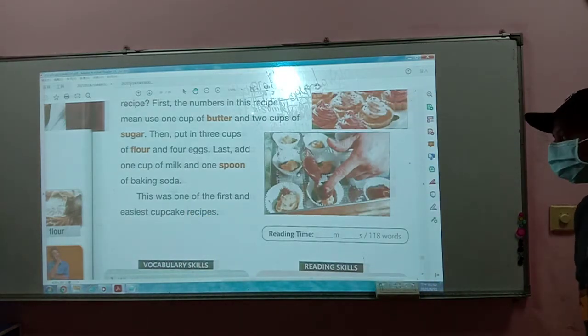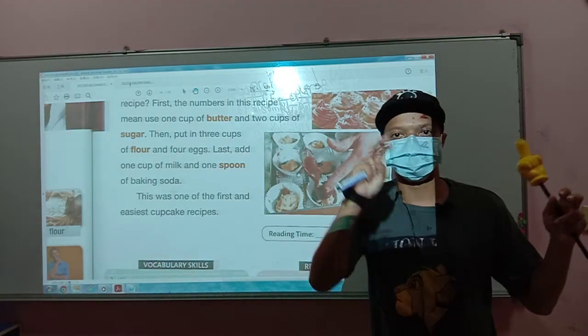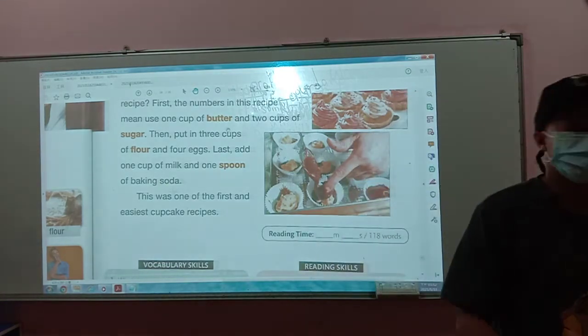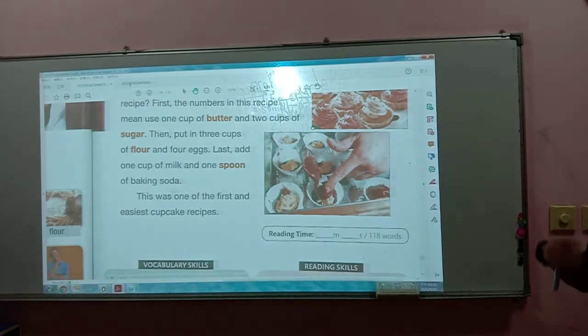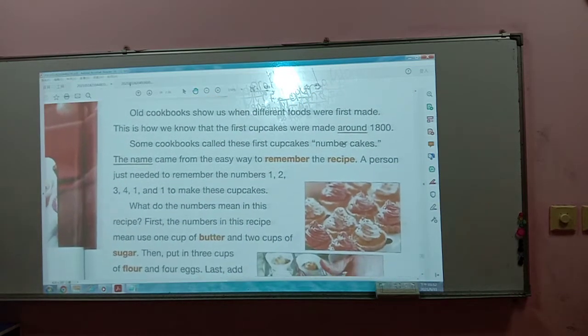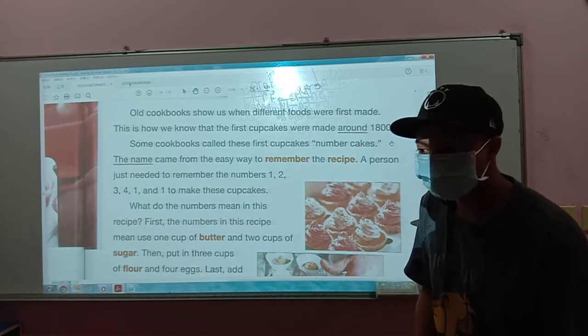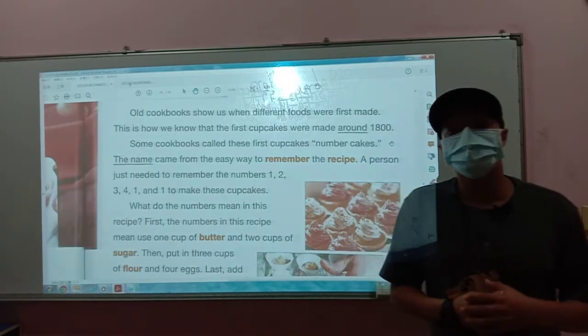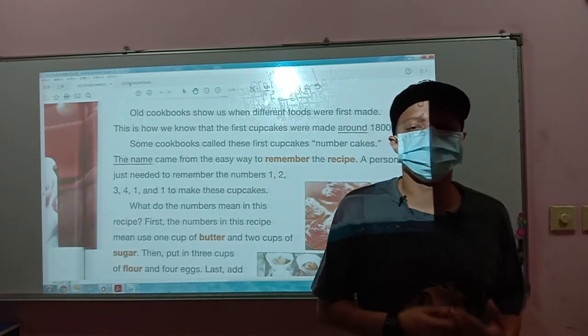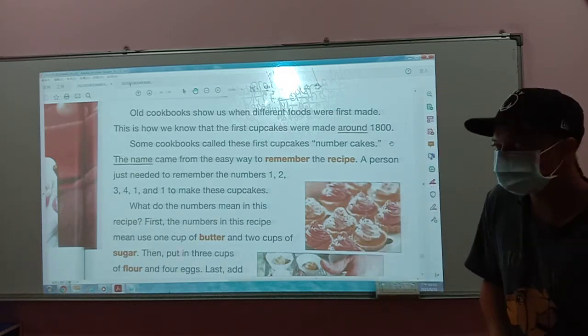Alright, boys and girls, so that's our story over there about the number cakes. So before I go and explain the words to you guys again and explain the sentences, I want you to think about why they call this number cakes. So what do they say about the numbers in this story? Okay, so they say the numbers are easy to remember.